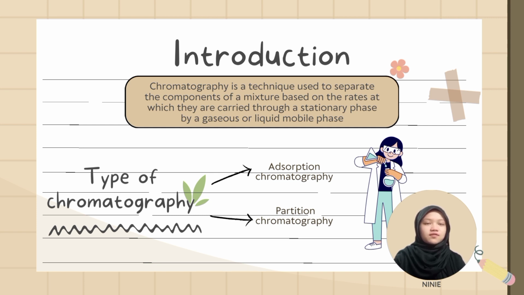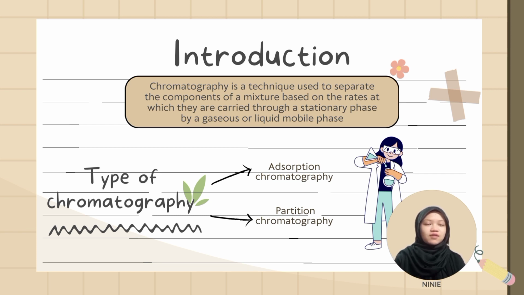Absorption chromatography is where the analytes are separated based on their different degree of absorption on a solid stationary phase, while partition chromatography is the distribution by the dissolving of the components between two immiscible liquid phases. For absorption chromatography, its stationary phase is solid while the mobile phase can be either liquid or gas. Partition chromatography has the same mobile phase as absorption chromatography but is different in stationary phase, which is liquid.